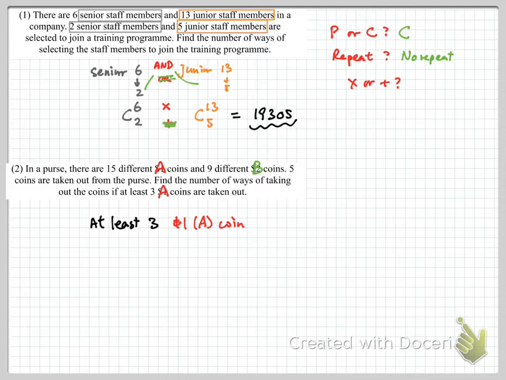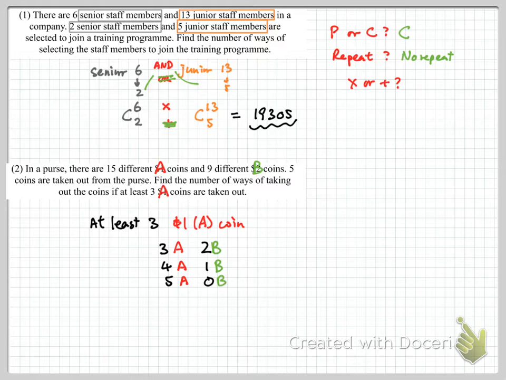If you have at least 3, that means there can be 3 of them, there can be 4, there can be 5. 3 $1 coins, 4 $1 coins, or 5 $1 coins. It cannot be 6 because altogether you just take 5 coins. If there are 3 A coins, then there are 2 B coins, which are $2 coins, and then 1 B coin and no B coin.